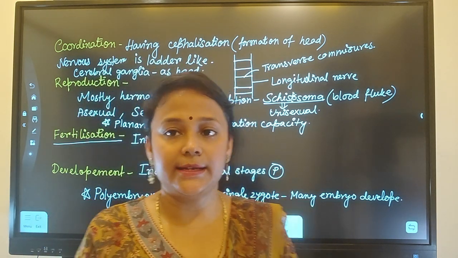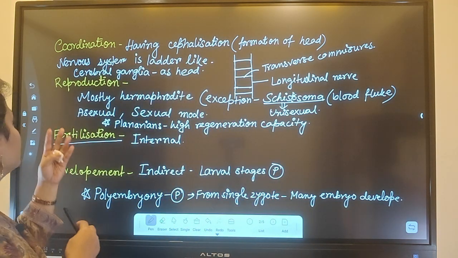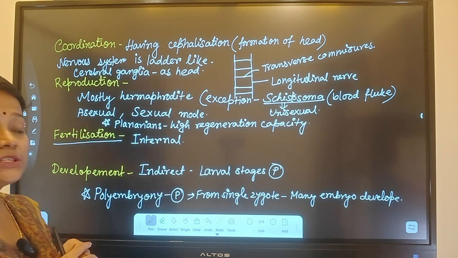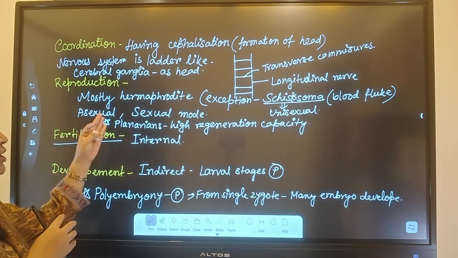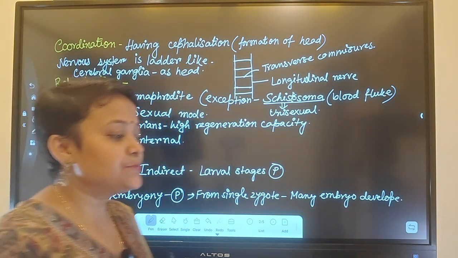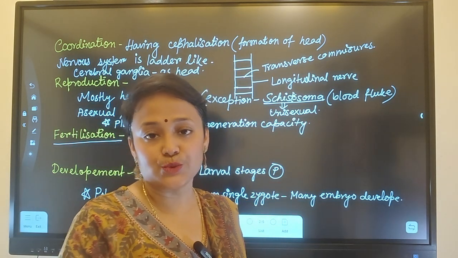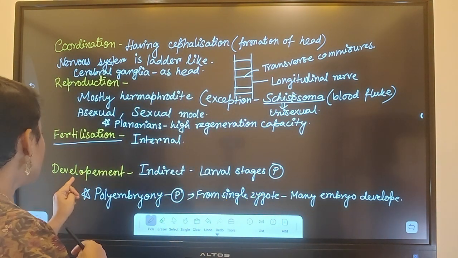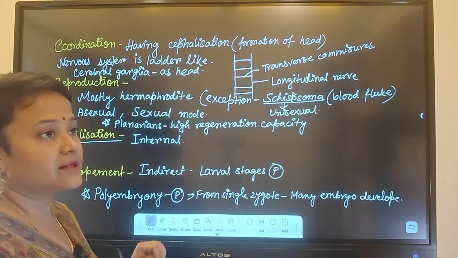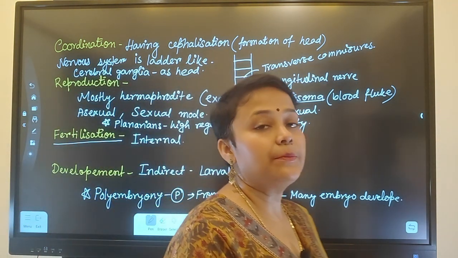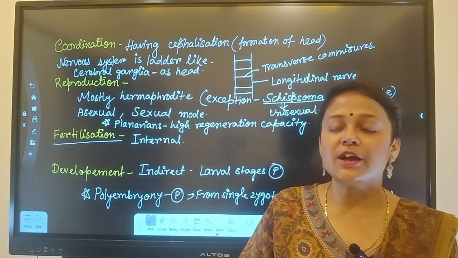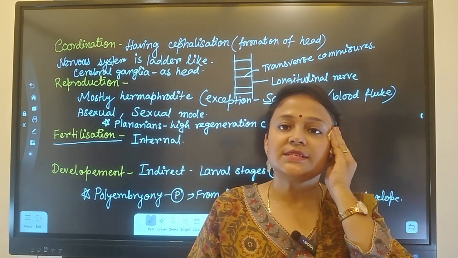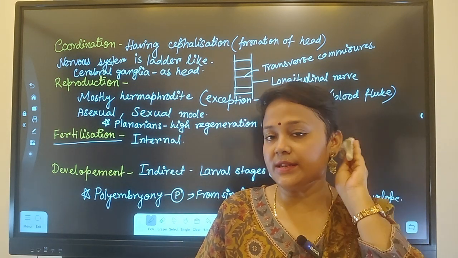So it is ladder like. Coming to reproduction, they are mostly hermaphrodite, but the exception is Schistosoma. They are unisexual. Okay. Coming to fertilization, it is internal, and development is indirect, and they have polyembryony. Polyembryony means from a single zygote many embryos will develop.